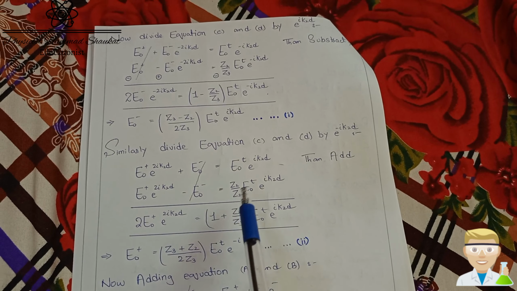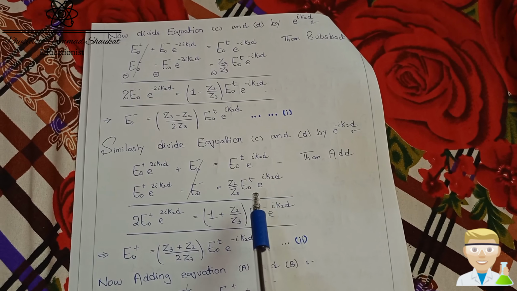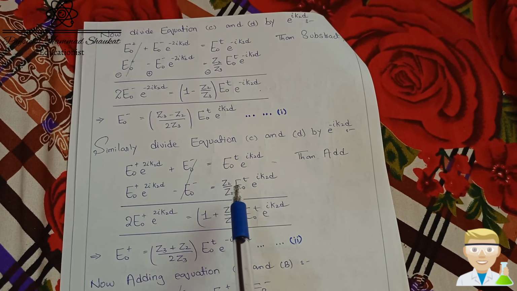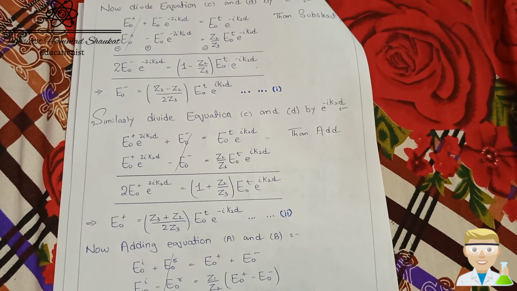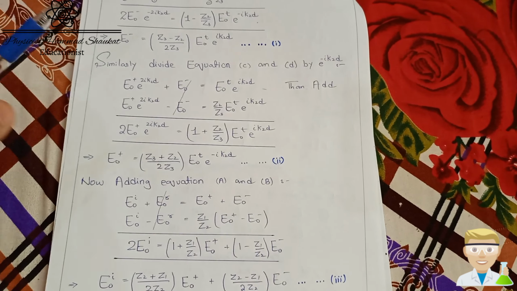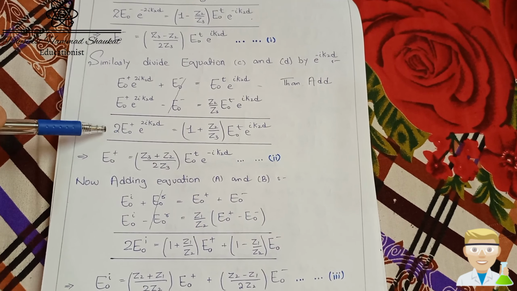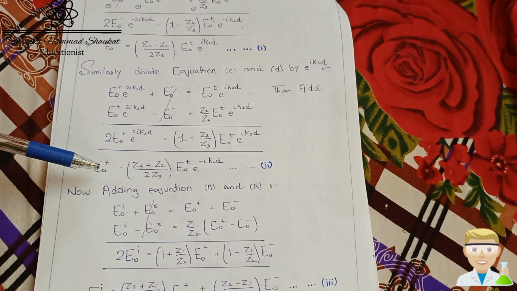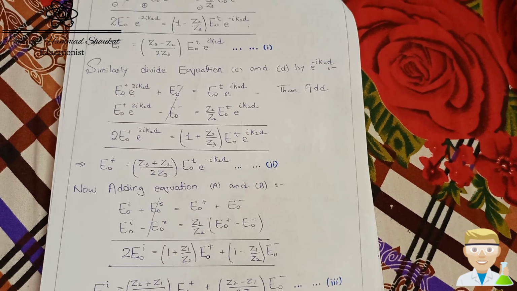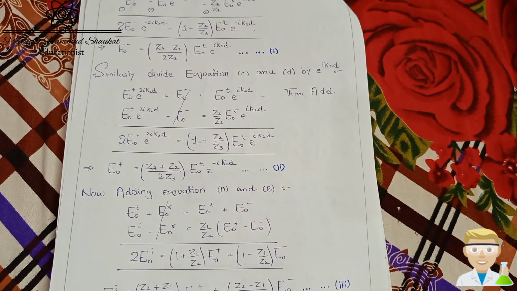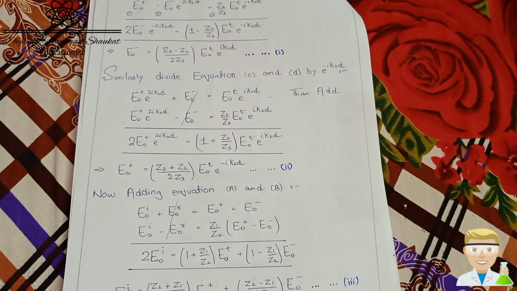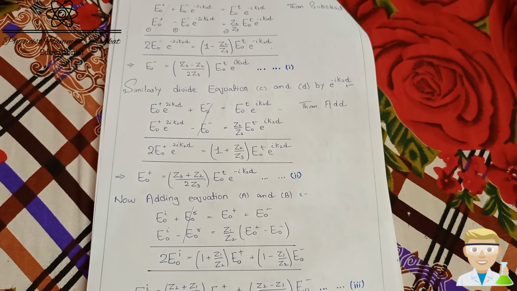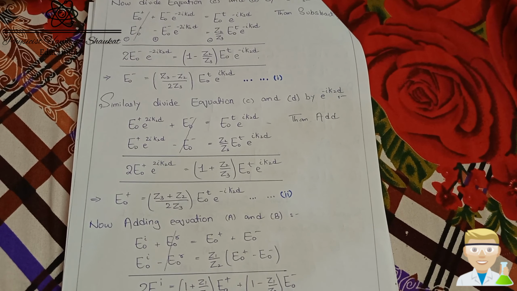Okay, similarly here e to t is common, e power iota k to d is again common. You will be left with 1 plus z2 by z3. Understood? So you can easily find e naught plus from here by moving this 2 to the other side, dividing, and taking the LCM of this, you will be left with e naught plus, and that equals z3 plus z2 divided by 2z3 multiplied by e naught t e power minus iota k to d. So this is how you can find the e naught plus and e naught minus.